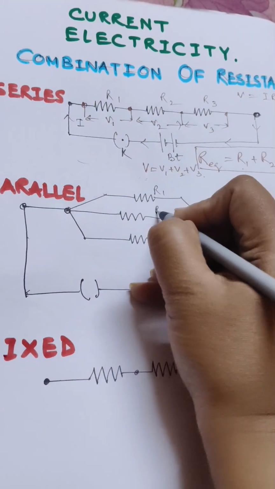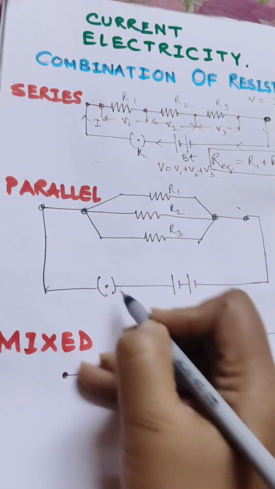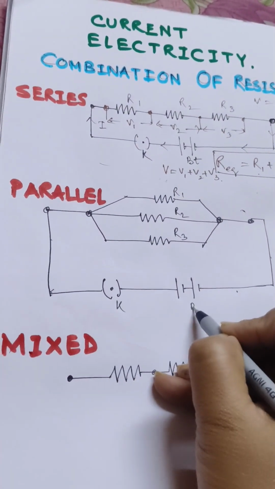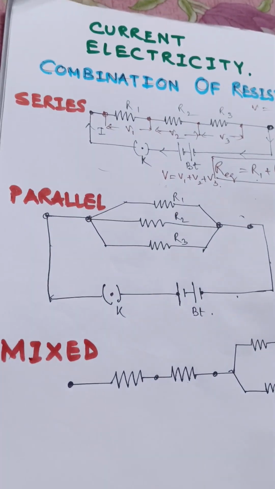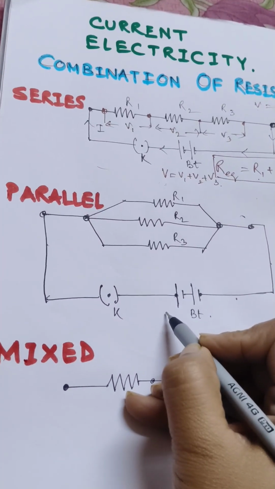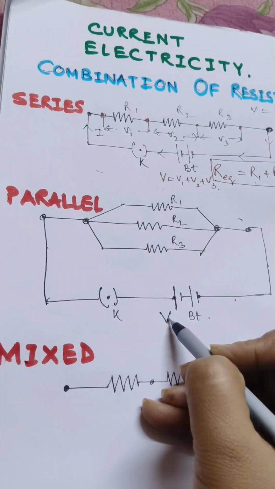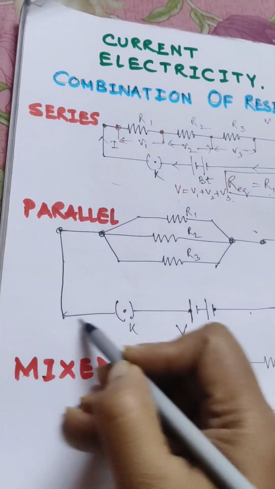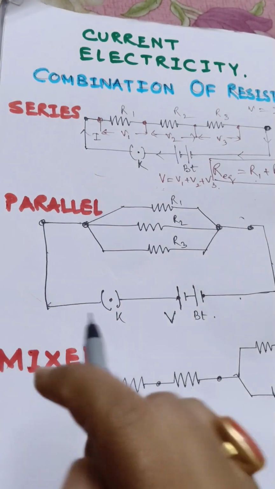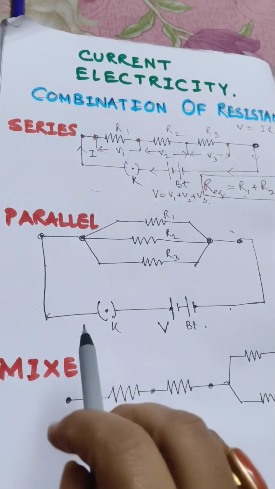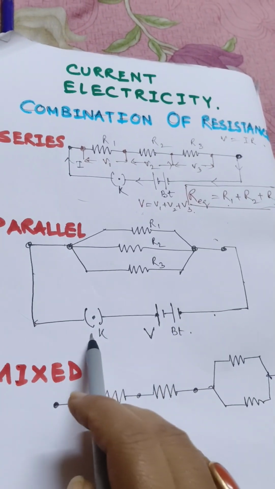Here the resistances are R1, R2, R3. For you, I have taken a very simple topic today. This is the key and this is the battery. Here this is the positive and this is the negative. Let me say the potential difference that it can provide is V. Now, this point and this point are the same points. You have not provided any resistance or any other electrical appliance here other than the key.